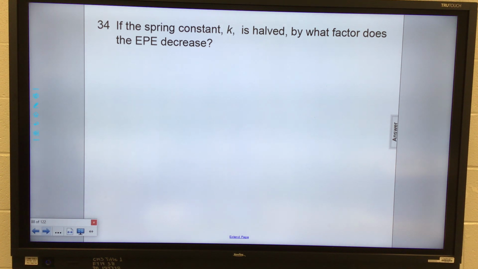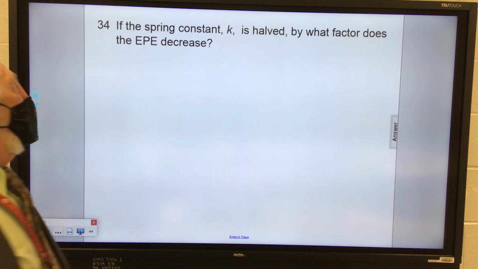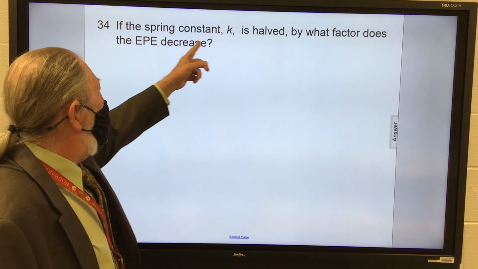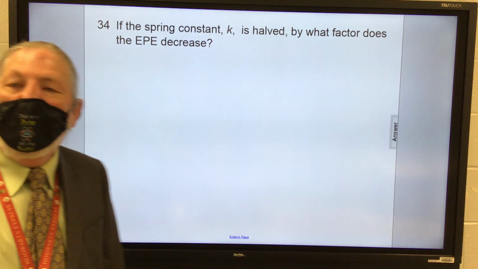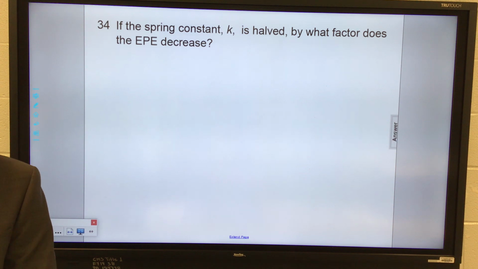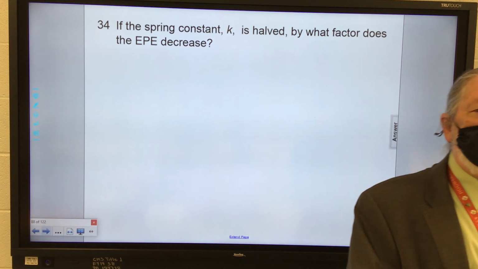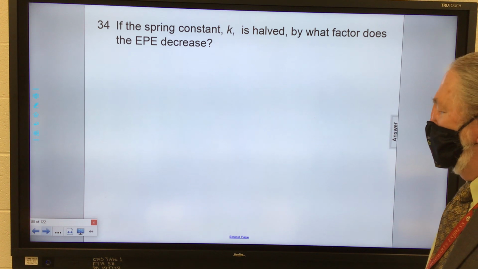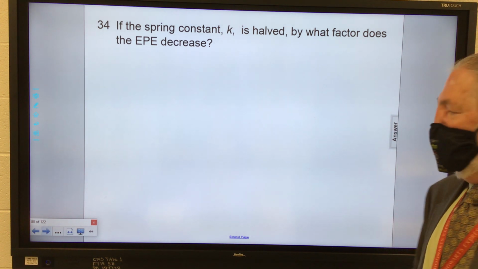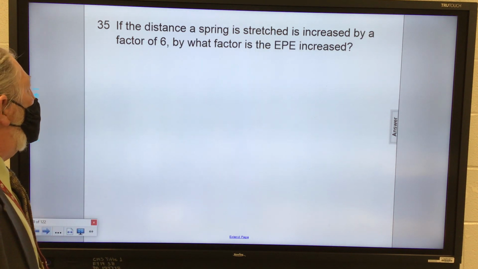If it's half, what's half? Mark your answer. Show me what half is on your paper. In the spring, if the spring constant K is halved, by what factor does it change? You can show it two ways as far as I'm concerned. You can type it into the calculator. What does halved mean? Mark your answer. Half. Okay, and we'll talk about these in a second.